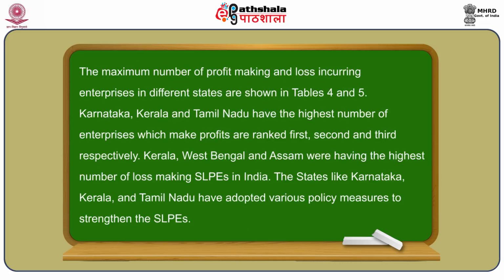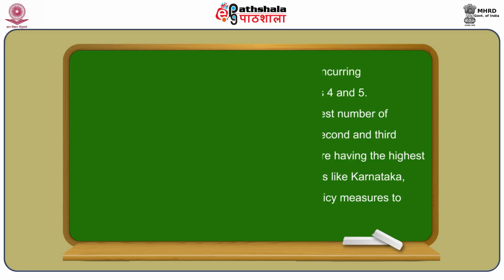The major enterprises in the various states that are more profit making are in Karnataka, Kerala and Tamil Nadu, which have the highest number of profit making enterprises and are ranked in the order of first, second and third. Kerala, West Bengal and Assam have the highest number of loss making enterprises even though they have more number of enterprises in India. The states like Karnataka, Kerala, Tamil Nadu have adopted various policy measures to strengthen their SLPs.